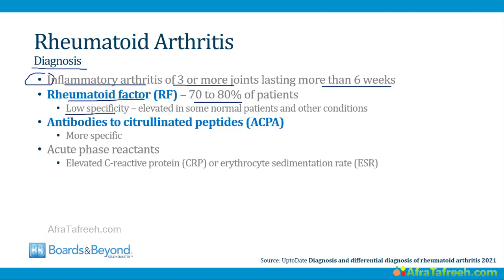Unfortunately, it has a low specificity, so it's elevated in some normal patients and other conditions. So just because a patient has a positive rheumatoid factor doesn't mean they necessarily have rheumatoid arthritis. You can also measure antibodies to citrullinated peptides, or ACPAs. These antibodies are more specific for the diagnosis of RA.